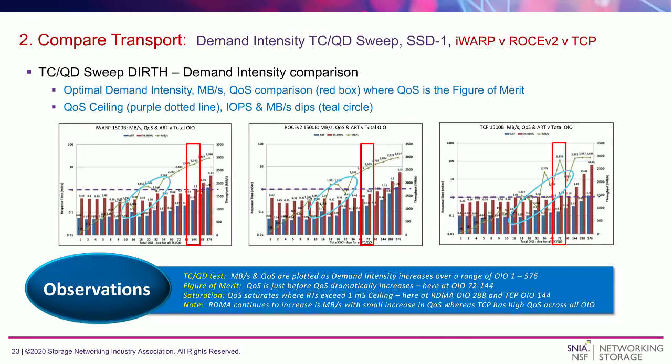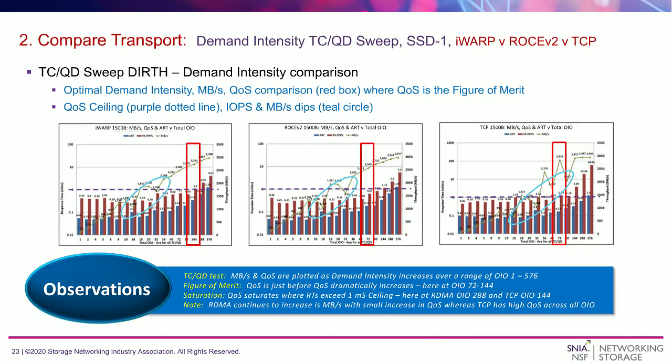So in this case, we are looking at SSD1 again, and we're comparing the 3 transports. Each of those boxes is one of the 3 transports: iWARP on the left, TCP on the right, and RoCE in the middle. This is a test where we're running that fixed 9 IO stream combination that we saw previously for each step, and then we're turning up the demand intensity, so you can see on the x-axis the outstanding IO goes from 1 to 576.